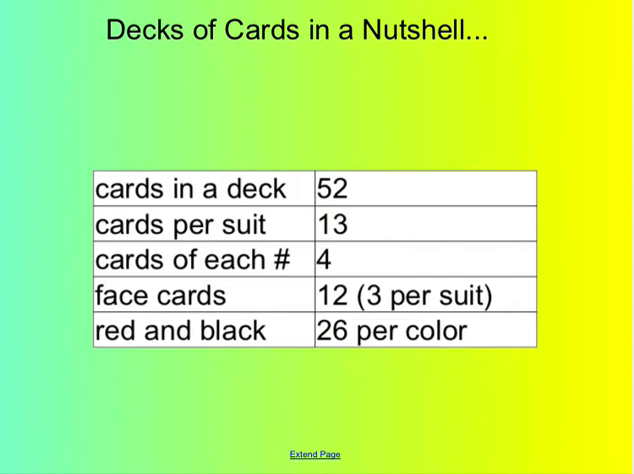There's 4 jacks, 4 queens, 4 tens. How many face cards are there? Jack, King, Queen, all of those are face cards. So there's 12 total face cards because there's 3 per suit. You're going to want to write this down because it'll help you a lot on your practice sheets. Then, how many red or black cards are there? There's 26 of each color: 26 red cards and 26 black cards.